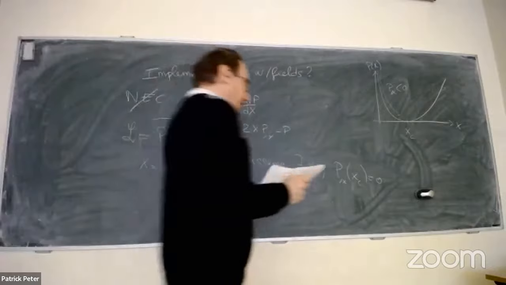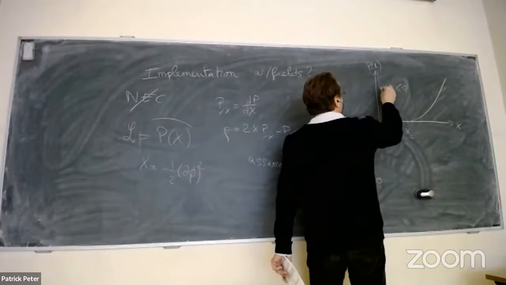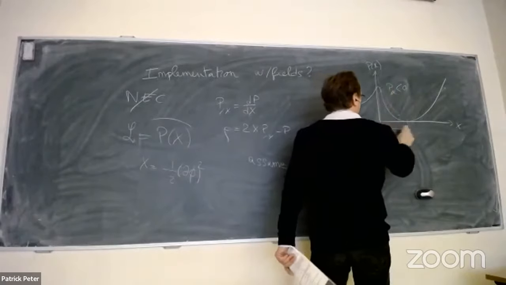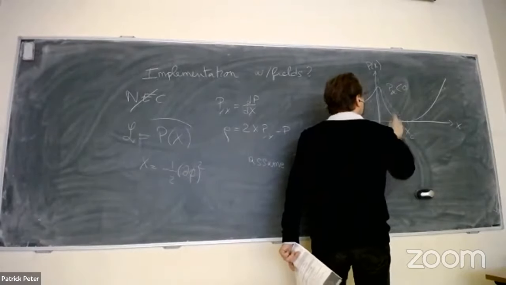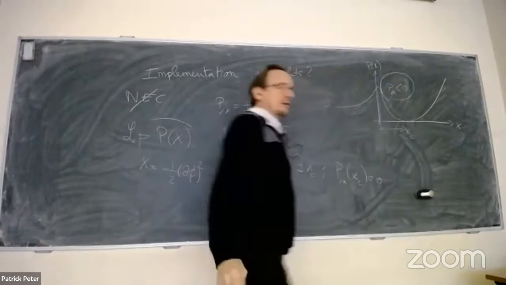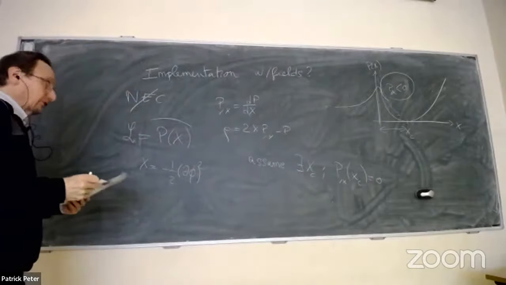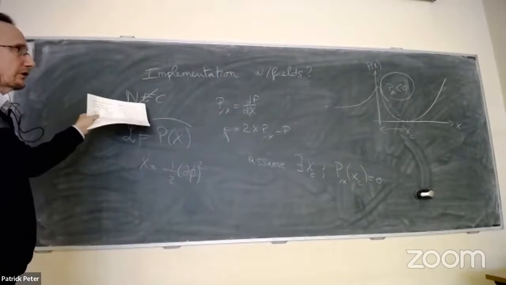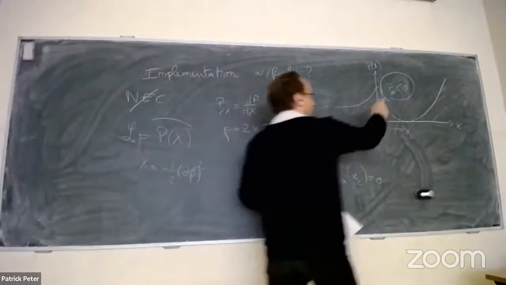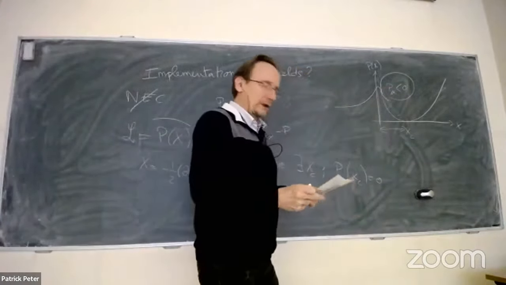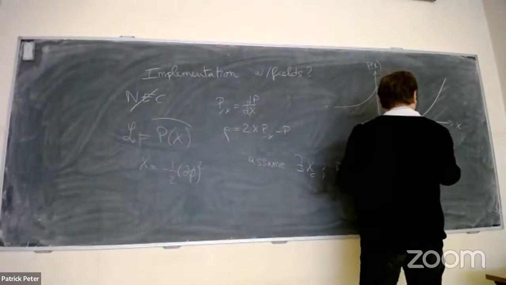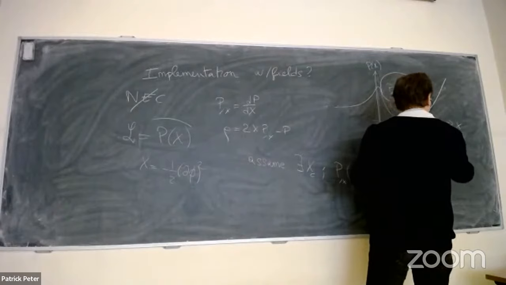And so in this regime, I wrote it like that, but it can be whatever. There exists a range of X in which P comma X is negative. And so in this regime, you will violate the null energy condition. So in this regime, you can have a ghost and a bounce. And that is actually called ghost condensate.